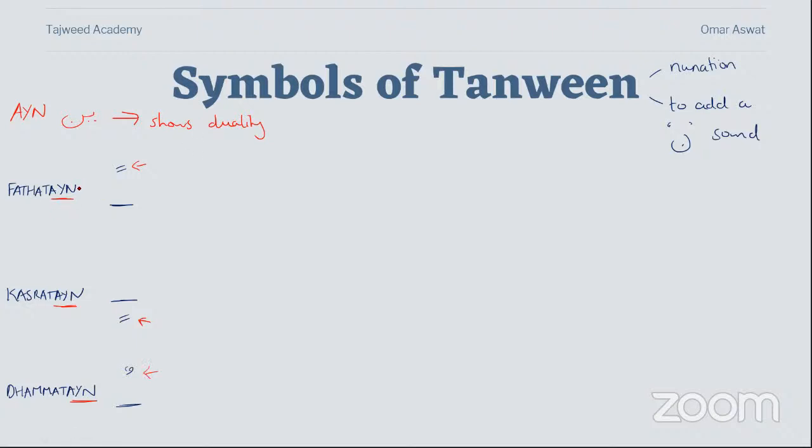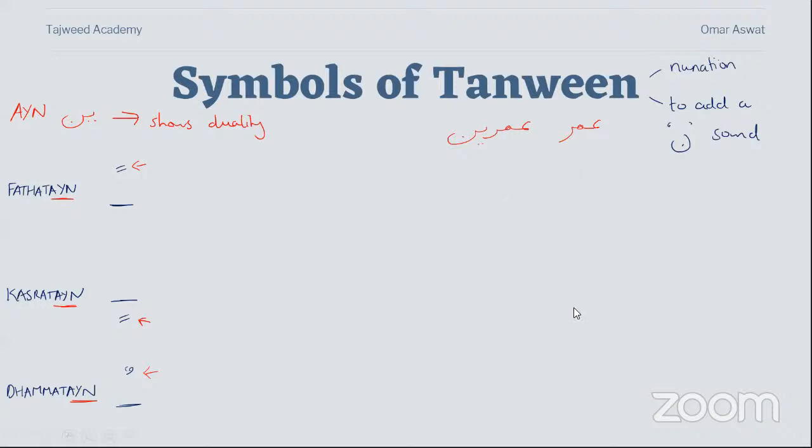It doesn't have to be for these symbols. For example, my name is Umar. If we say Umarain in Arabic, then that means two Umar. So it's duality, two of each. That's just an example, but you can use it for any other word. For example, kitab, kitabain. Kitab means book, and kitabain means two books.